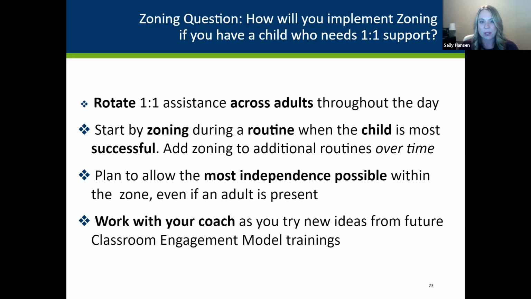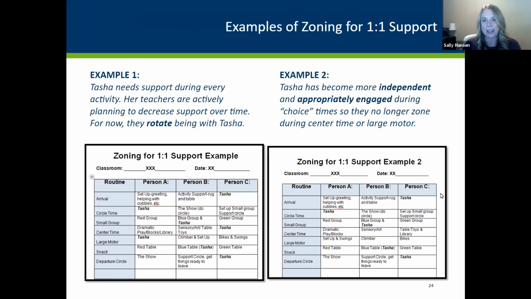Another thing we can do is start by zoning during a routine where the child is successful. So maybe the child doesn't need one-on-one support during a child-directed time. Then we can just keep an eye on that child and give them a little bit more independence. Again, having that most independence as possible within the zone, even if there is an adult attached to that child, and continuing to work with your coach as you get new ideas from other classroom engagement model trainings.